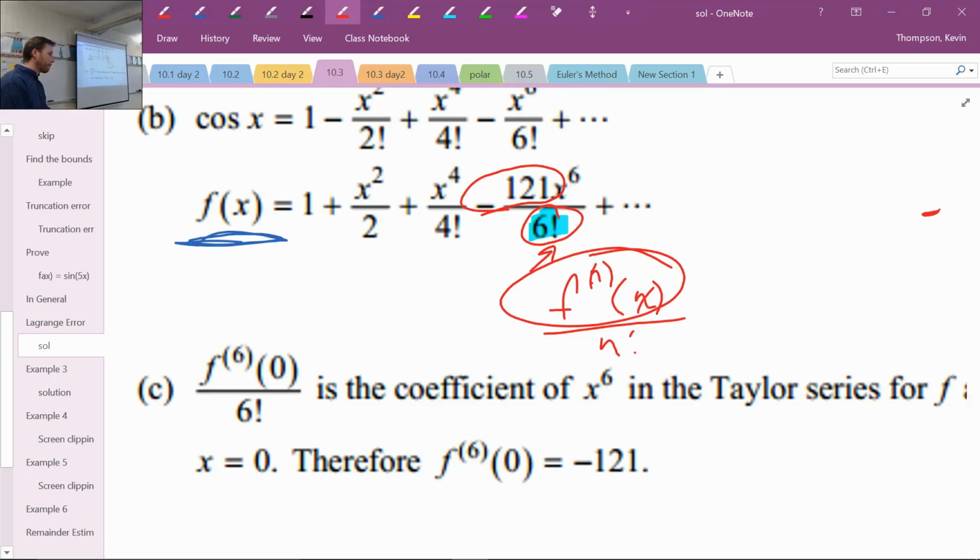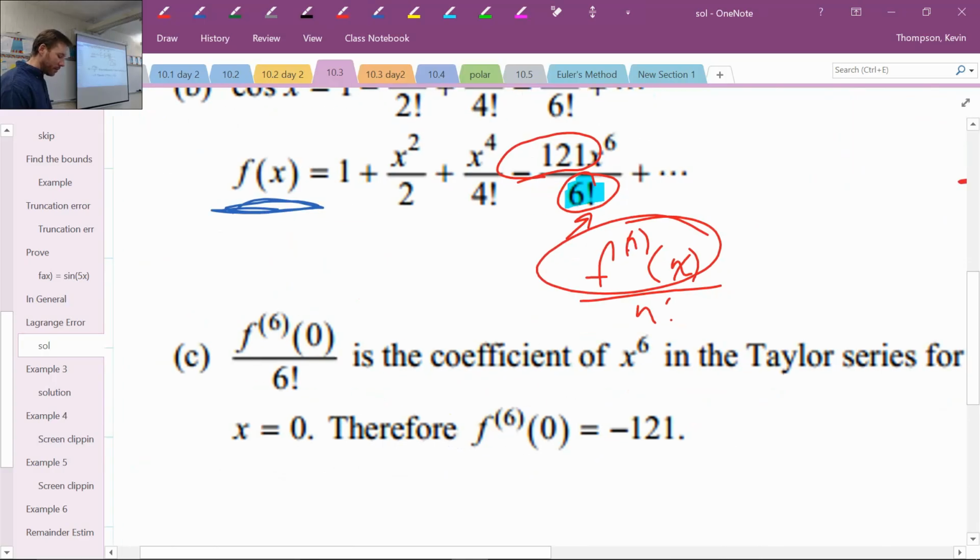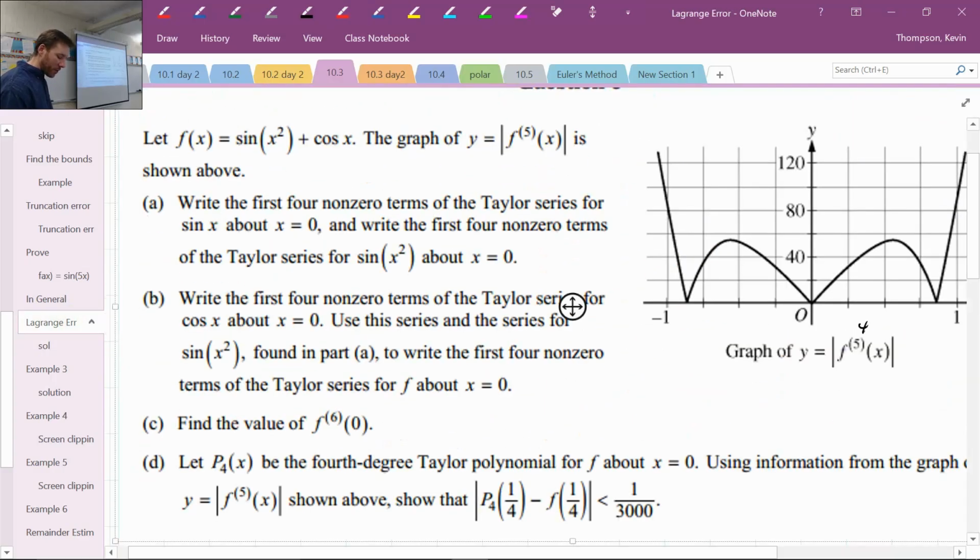Okay. So, last question then. Let's see, that one was probably a point for the right answer. Last problem. So here we go.